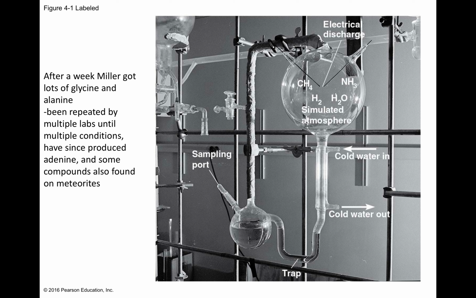It's also that some of these compounds, such as amino acids and nucleotides, have been found on meteorites. So it's possible that meteorites seeded early Earth with biological compounds.